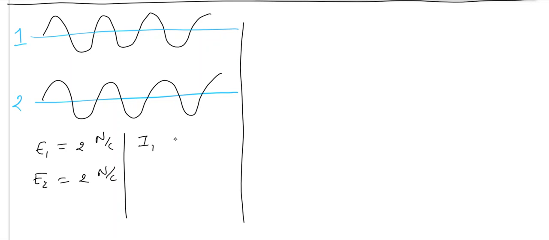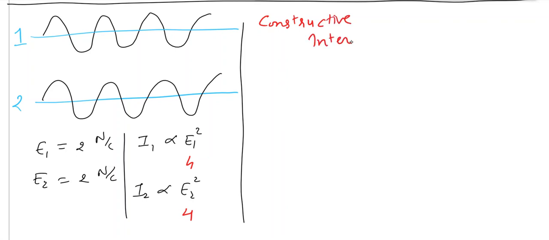So I can say that I1 is proportional to E1 square. That is, what is I1? 4 it will be. And I2 is proportional to E2 square, and for this example it is also 4. So if these two waves interfere constructively, what will happen? Constructive interference. So how do I find out intensity in case of constructive interference?